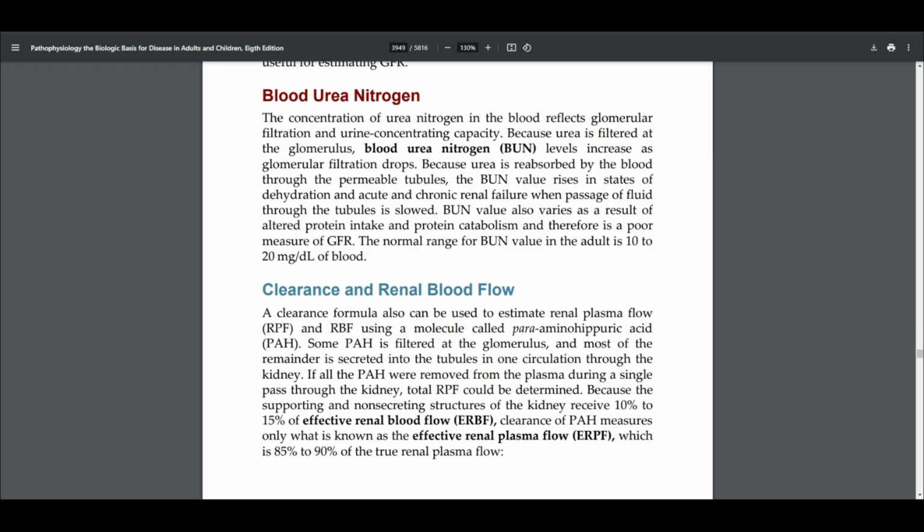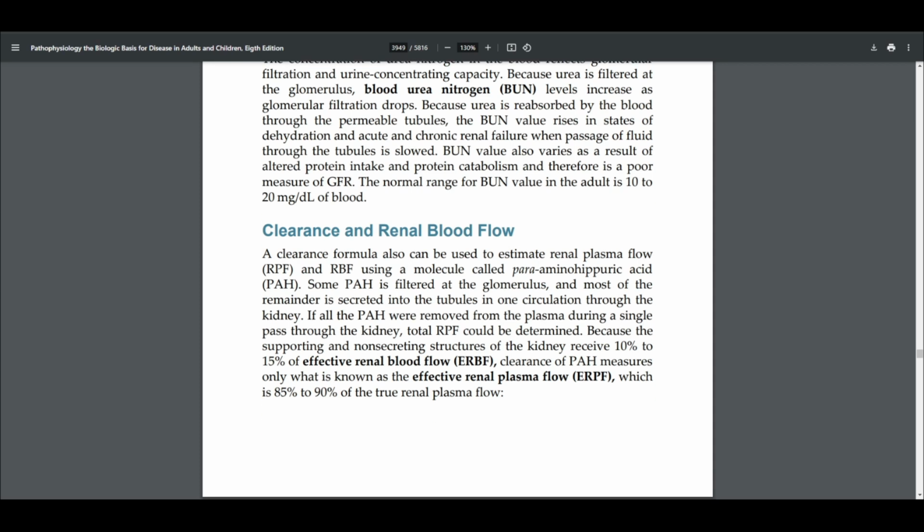BUN values also vary as a result of altered protein intake and protein catabolism, and therefore it is a poor measure of GFR. The normal range for BUN values in an adult is 10 to 20 milligrams per deciliter of blood.